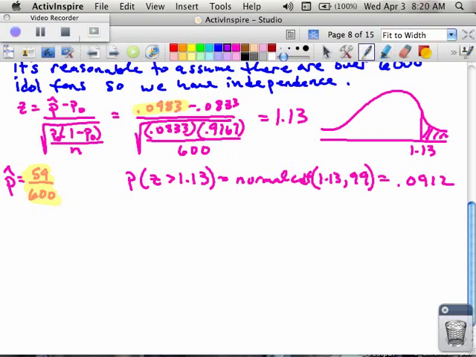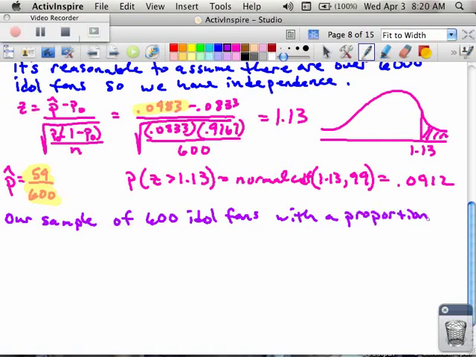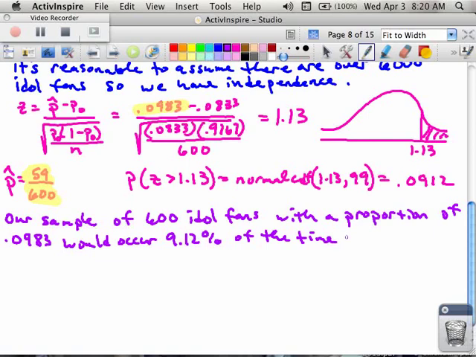And then down below, the last thing that we're going to do, of course, is talk about what we conclude. So we say our sample of 600 fans, or idol fans, I guess more specifically, with a proportion of 0.0983 would occur 9.12% of the time if the true proportion is 1/12.